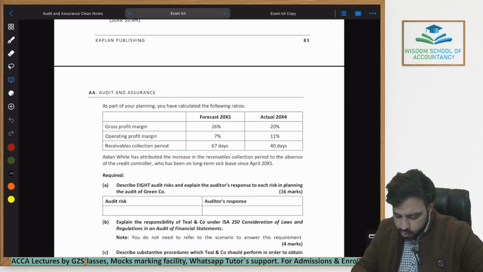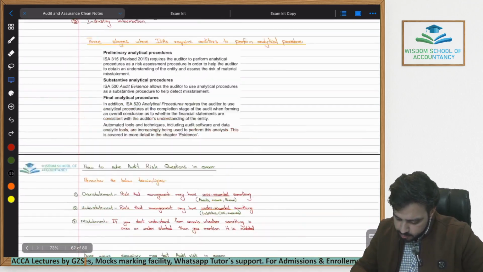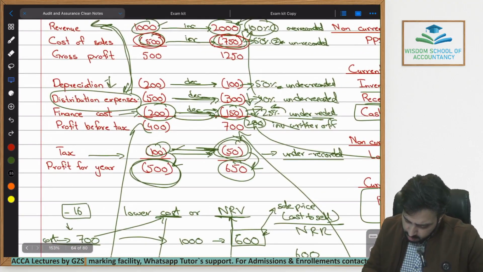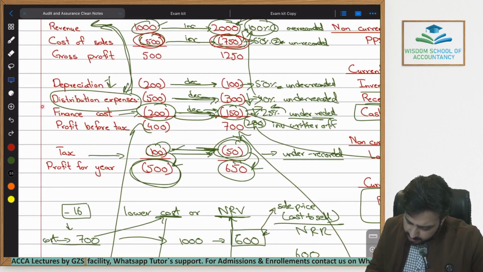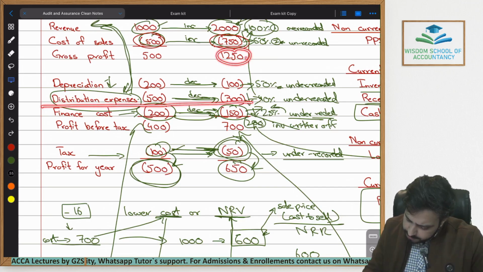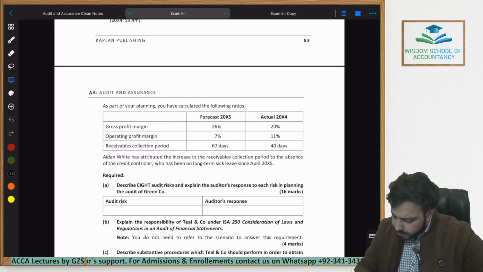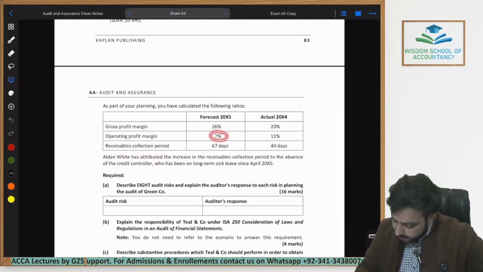If I have to show you operating profit, let me come towards the financial statements that I created. In this, profit before tax is not known as operating profit margin. Here, if I draw a line here, and take gross profit minus 100 minus 300, so all of the directly attributable expenses, and calculate what the profit is here, this would be known as operating profit margin. So operating profit margin has been given to us. This year, which we are auditing, it is 7%. In the previous year, it was 11%.